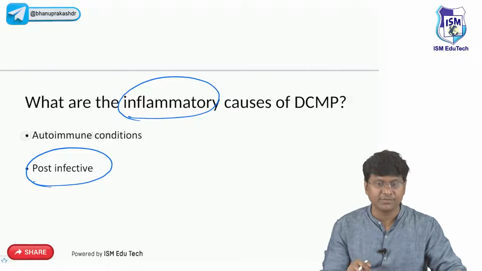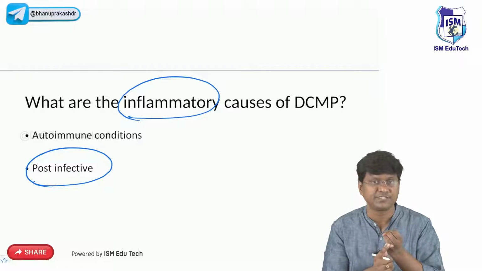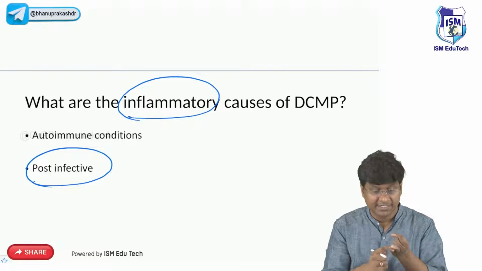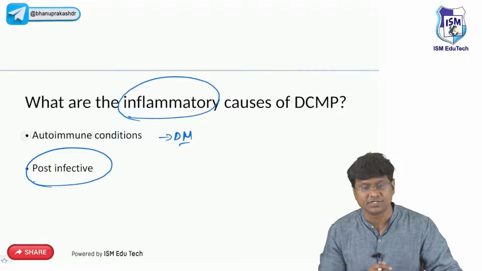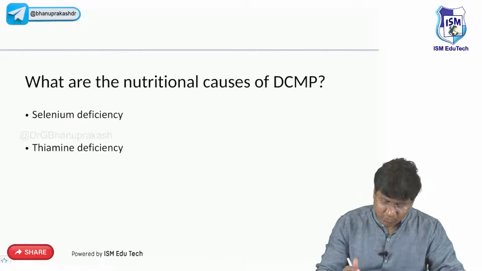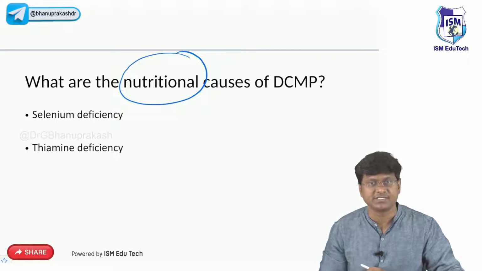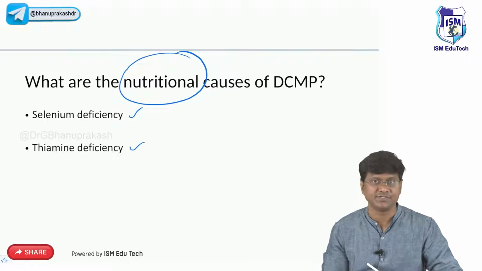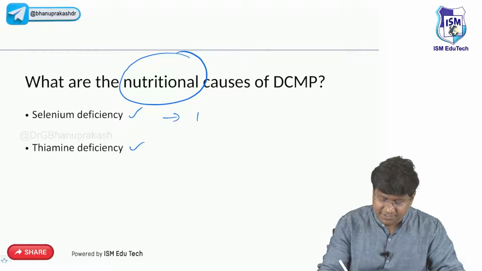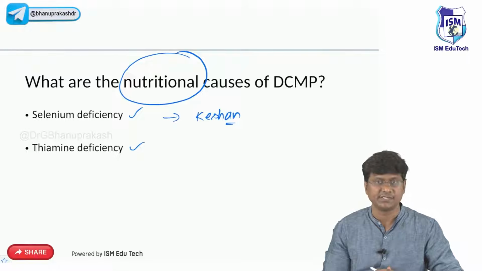And what are the autoimmune conditions? That includes systemic lupus erythematosus, Graves, systemic sclerosis, and dermatomyositis. So these are the autoimmune conditions which can cause dilated cardiomyopathy. Then what are the nutritional deficiencies that can cause dilated cardiomyopathy? That is selenium deficiency as well as thiamine deficiency. And this selenium deficiency, the new terminology that we give is Keshan disease.